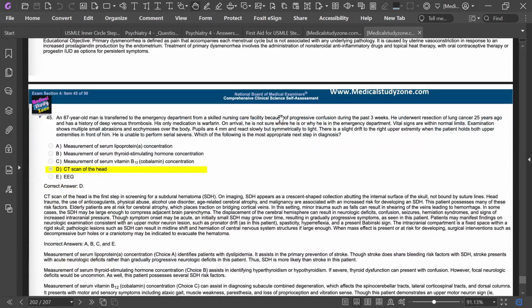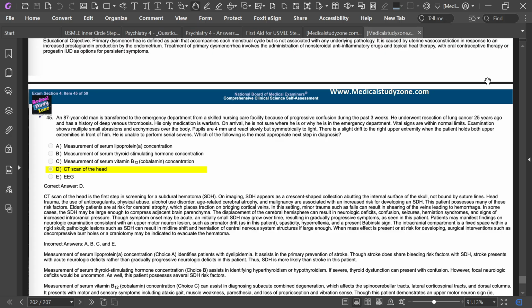CT scan of the head is the first step in screening for subdural hematoma. On imaging, a crescent-shaped collection abutting the internal surface of the skull, not bound by the suture line. Head trauma, the use of anticoagulants, physical abuse, alcohol use disorder, age-related cerebral atrophy, and malignancy are associated with increased risk for developing SDH. This patient has many of these risk factors.